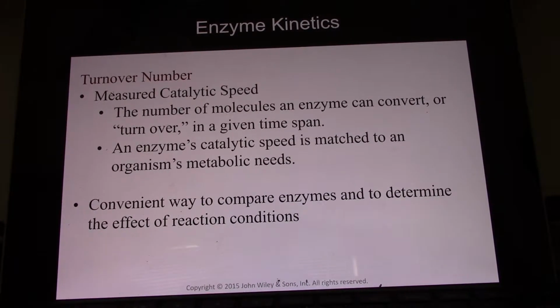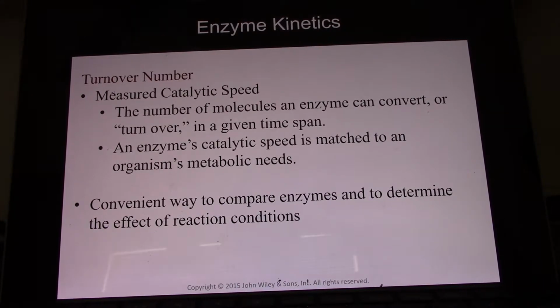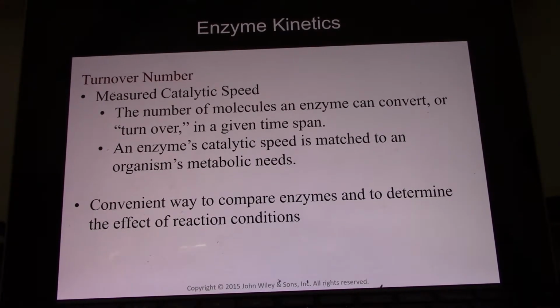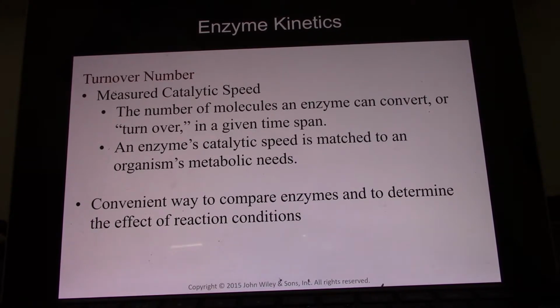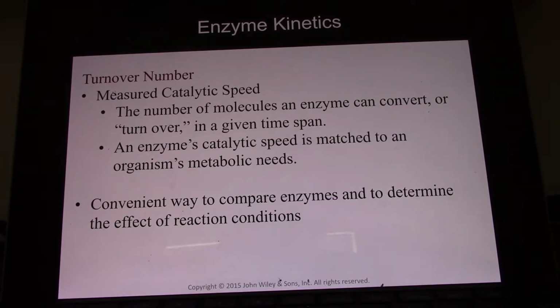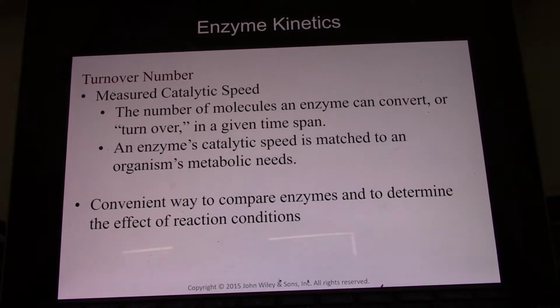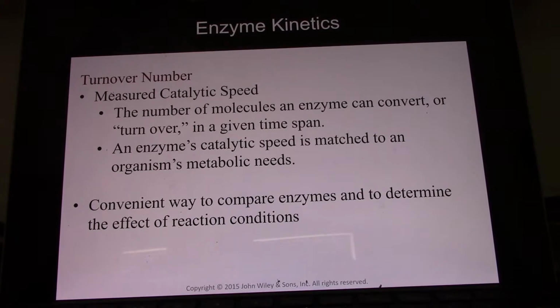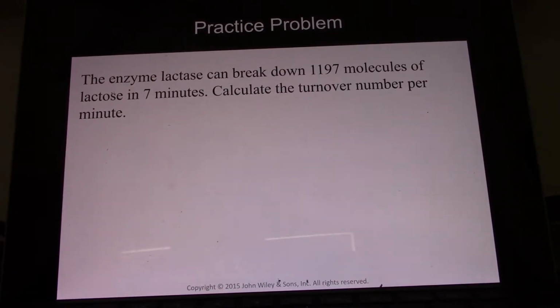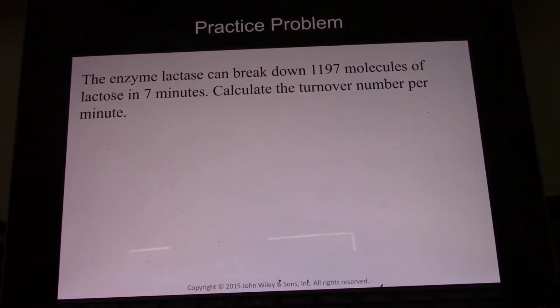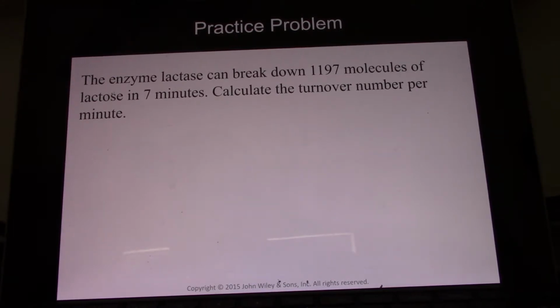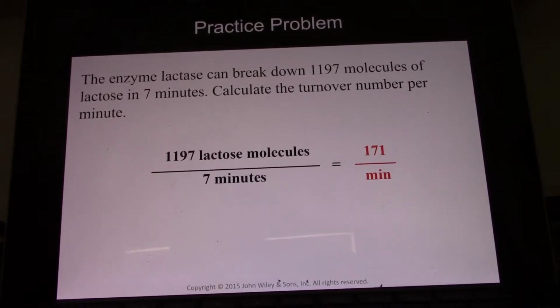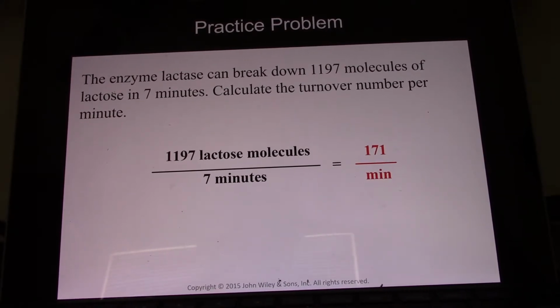Turnover number. This is used to measure catalytic speed, the number of molecules that the enzyme can convert or turn over in a given time span. An enzyme's catalytic speed is matched to an organism's metabolic needs. A convenient way to compare enzymes is to determine the effect of reaction conditions. So, the enzyme lactase can break down 1,197 molecules of lactose in 7 minutes. Give the turnover number per minute. Well, molecules divided by minutes: 171 molecules are being turned over per minute.